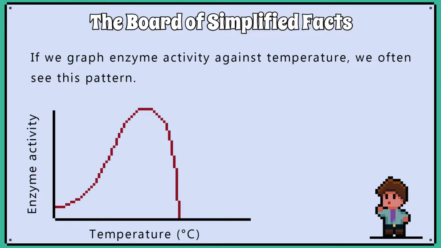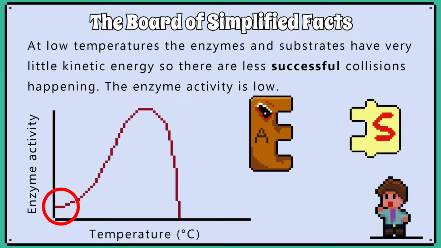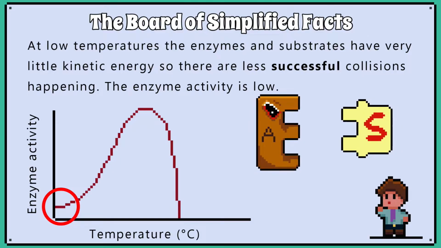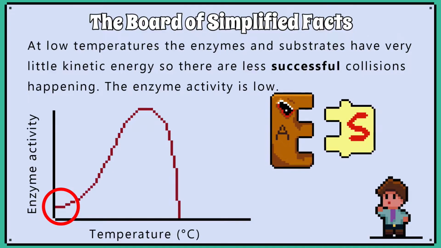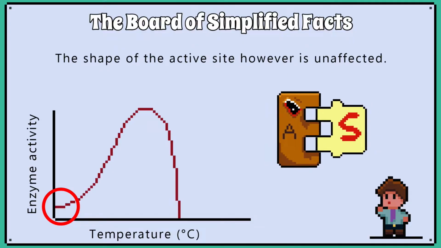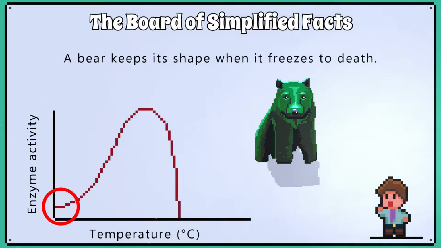If we graph enzyme activity against temperature, we often see this pattern. At low temperatures, the enzymes and substrates have very little kinetic energy, so there are fewer collisions happening. The enzyme activity is low. The shape of the active site, however, is unaffected. A bear keeps its shape when it freezes to death.